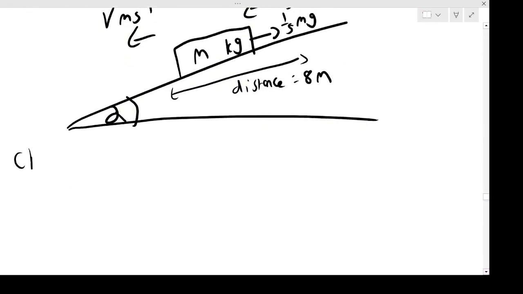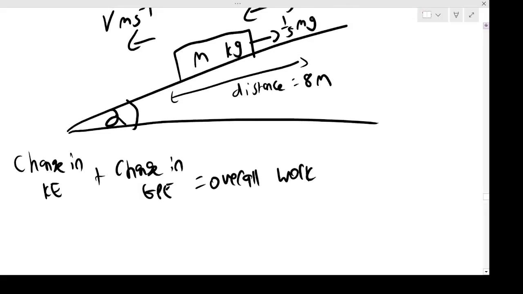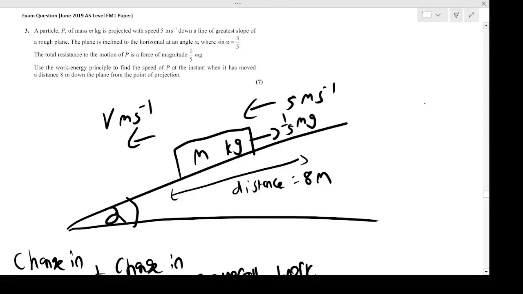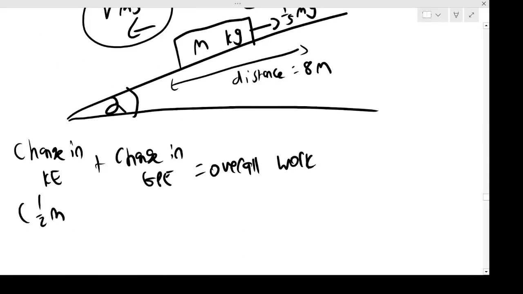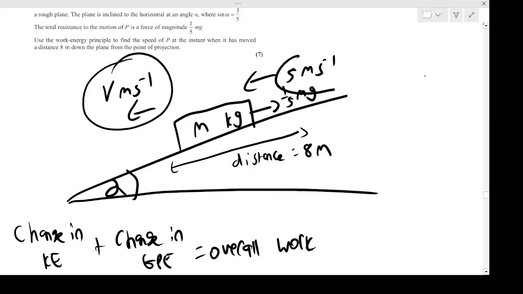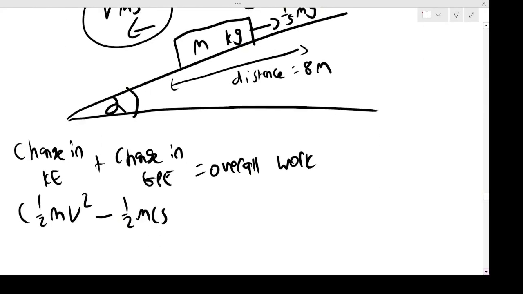So once again, the work energy principle: change in kinetic energy plus the change in GPE is going to equal the overall work. So if I work out the change in kinetic energy, the final kinetic energy is going to be this V, so it's going to be half mv squared. The initial energy at the speed of 5 is going to be half times m times 5 squared. And there we are.